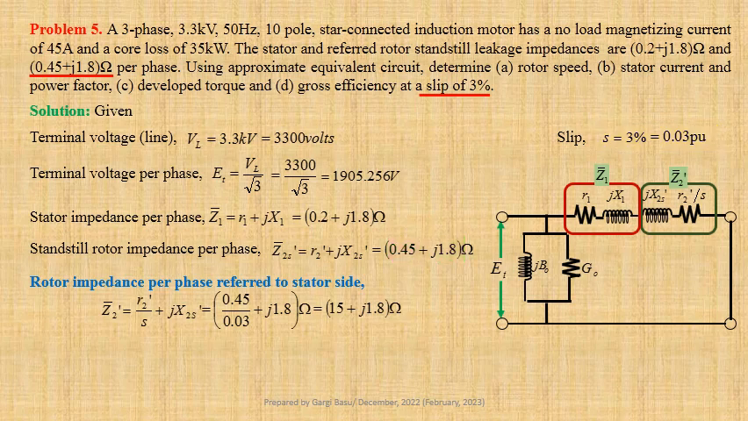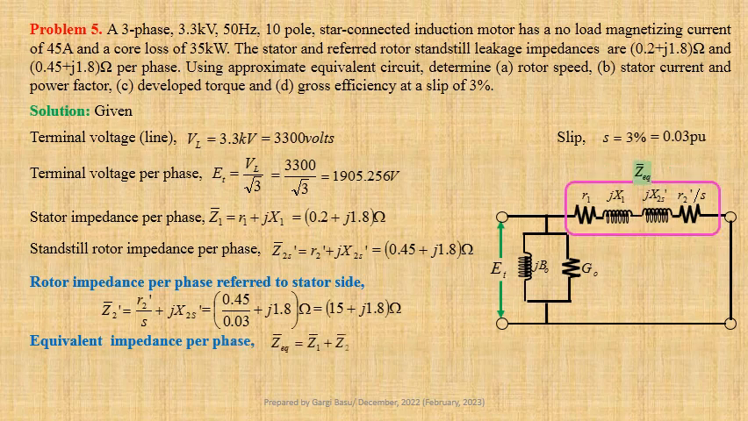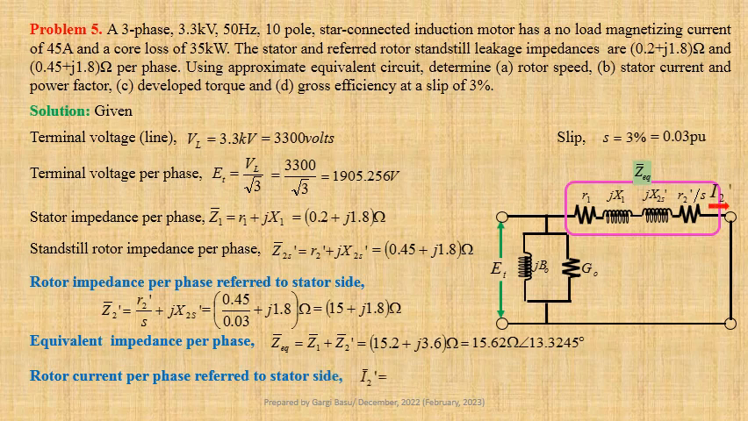Let us now determine equivalent impedance per phase referred to stator side. ZQ equals Z1 plus Z2 dash. Using values we get 15.2 plus j3.6 ohm. This may be written in polar form as 15.62 ohm at an angle 13.3245 degree. Expression for rotor current per phase referred to stator side I2 dash equals ET divided by ZQ.